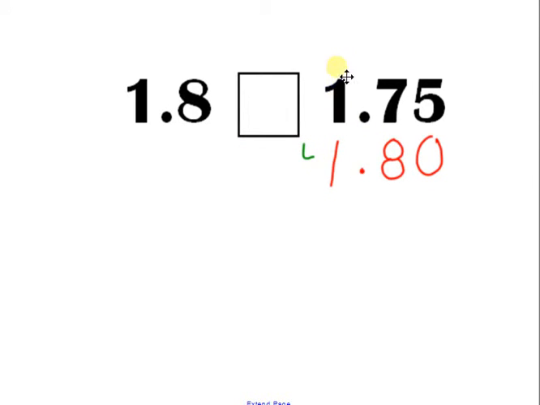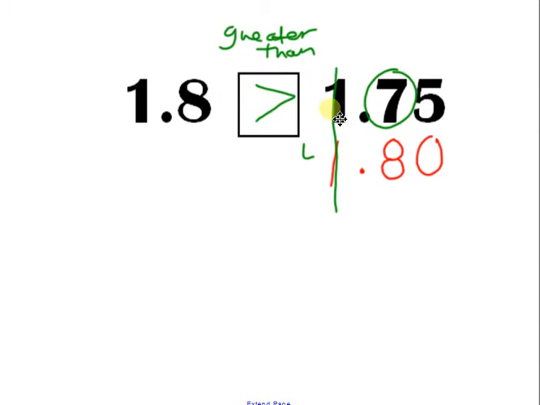So again, I'm going to start on the left and I'm going to compare the digits. So I have a 1 and a 1. Those are the same. Then I have a 7 and I have an 8. So the 7 is less, so I'm going to make sure that the little arrow is pointing towards the lesser number, okay? And the wide open part is pointing towards the greater number. And this sign right here, remember, is called the greater than sign, because we read from left to right and it's wide open over here, so it's greater, okay?